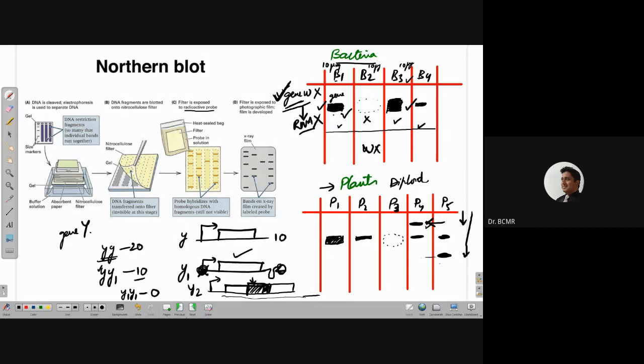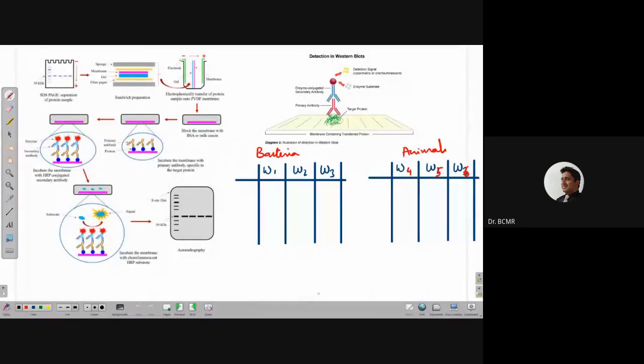The last one is the western blotting. I hope you remember that. Now the sample is changing. Until now, we dealt with nucleic acids, which depend on base pairing or hybridization between strands and the base pairing between bases for probe and the sample to determine.